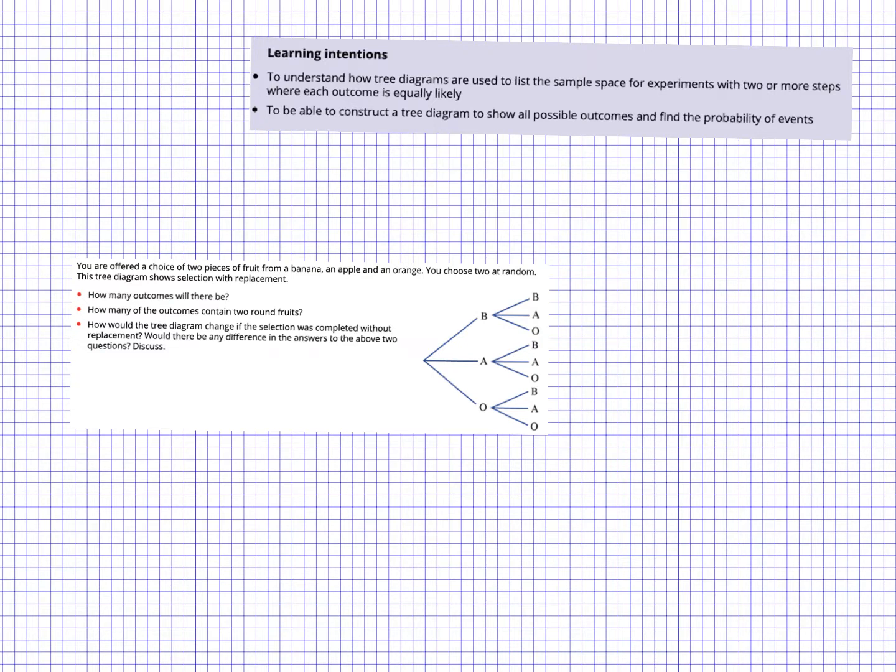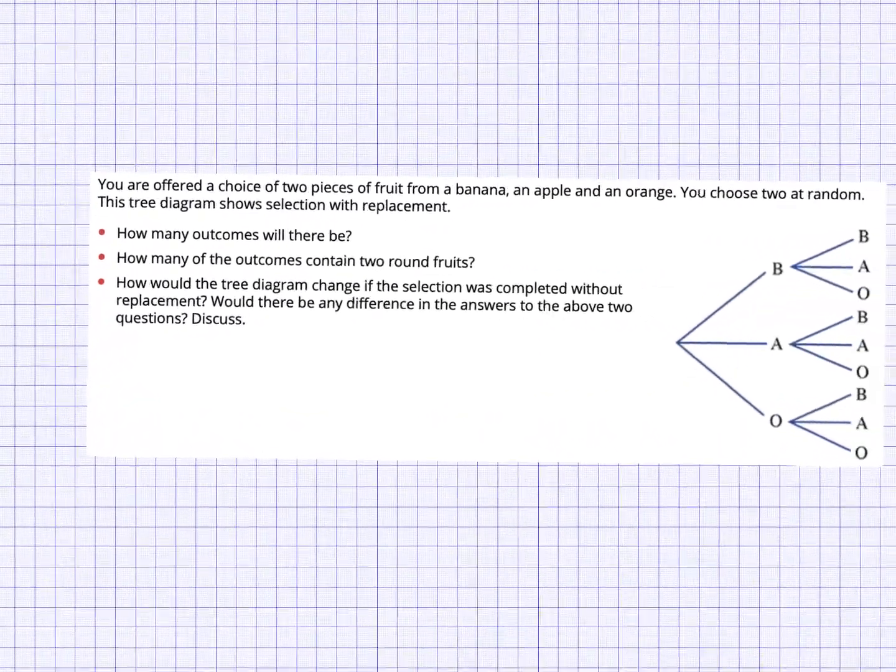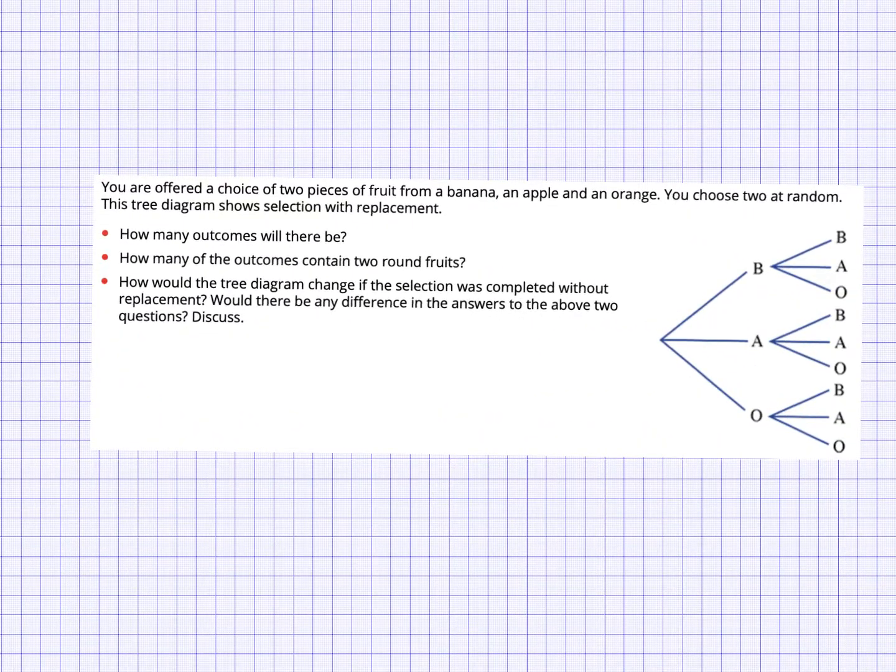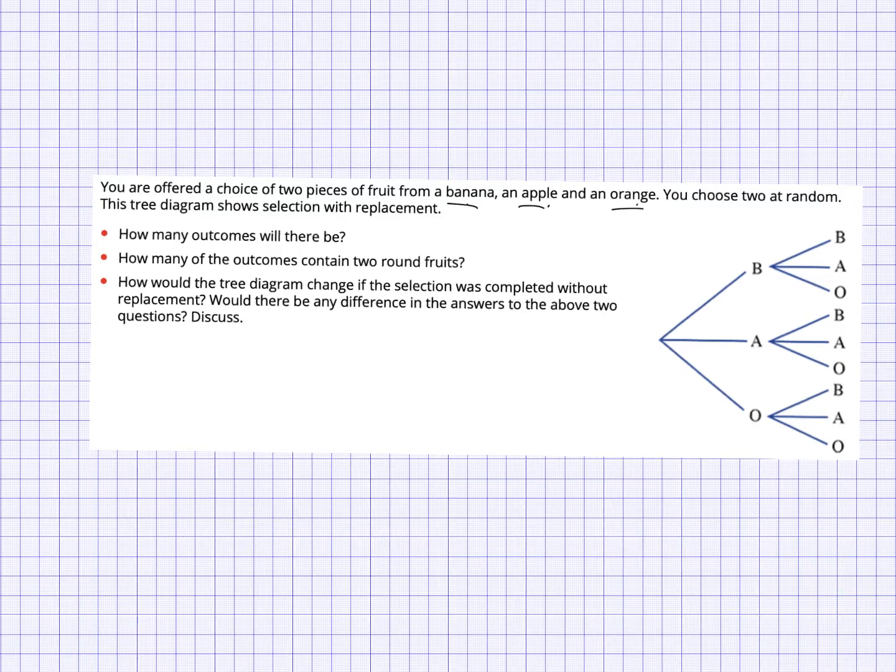We've got this example here where it says you are offered a choice of two pieces of fruit from a banana, an apple and an orange. You choose two at random. The tree diagram shows selection with replacement. So remember from last lesson we had replacement being available where you could possibly choose two bananas or two apples or two oranges. So we have the tree diagram shown here.